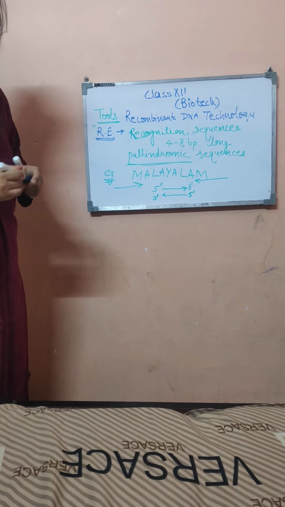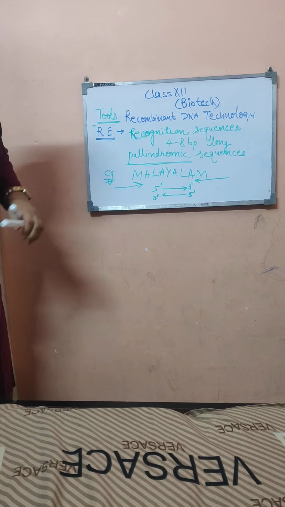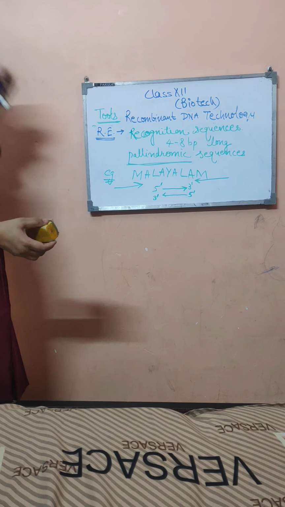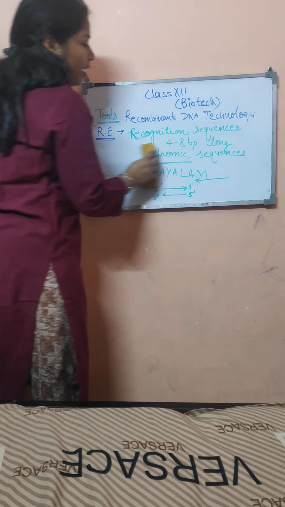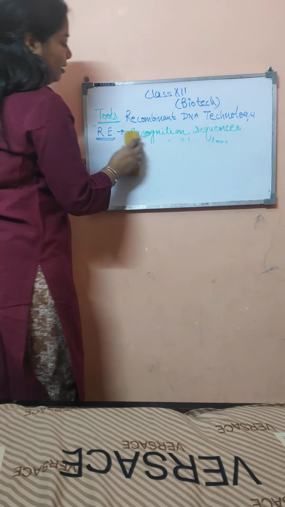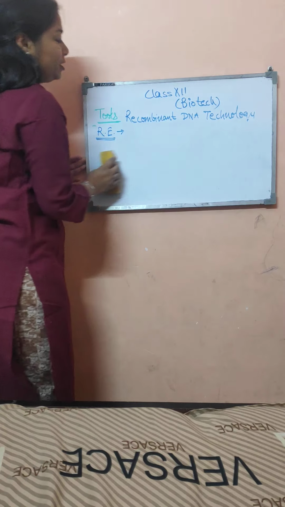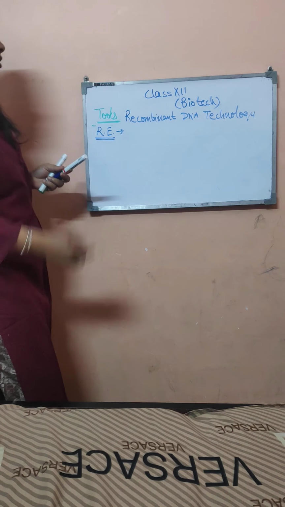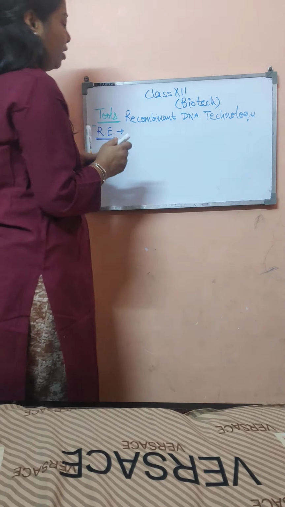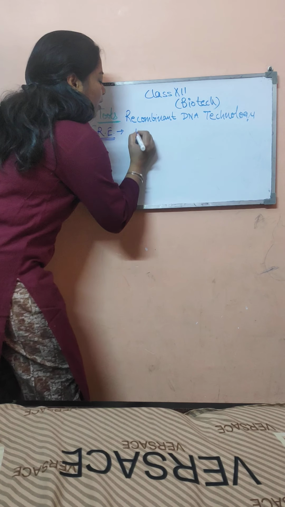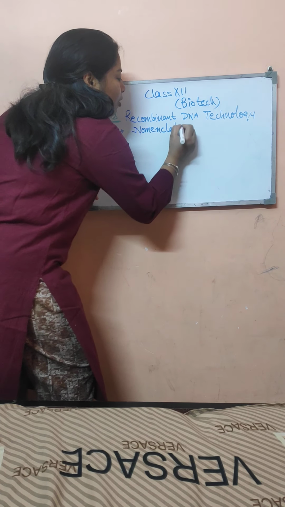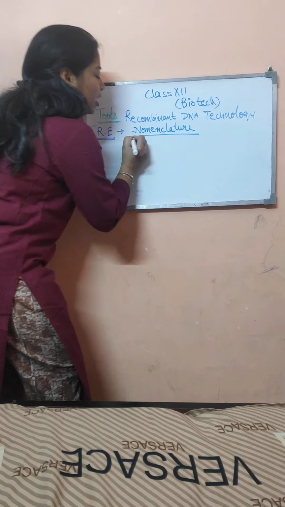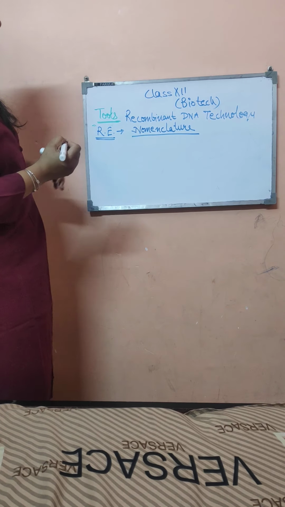So, this is the recognition sequence of the restriction endonucleases. Now, the nomenclature and the restriction endonucleases recognition sequences. The first is the nomenclature. This is important: how a particular restriction endonuclease got its name.